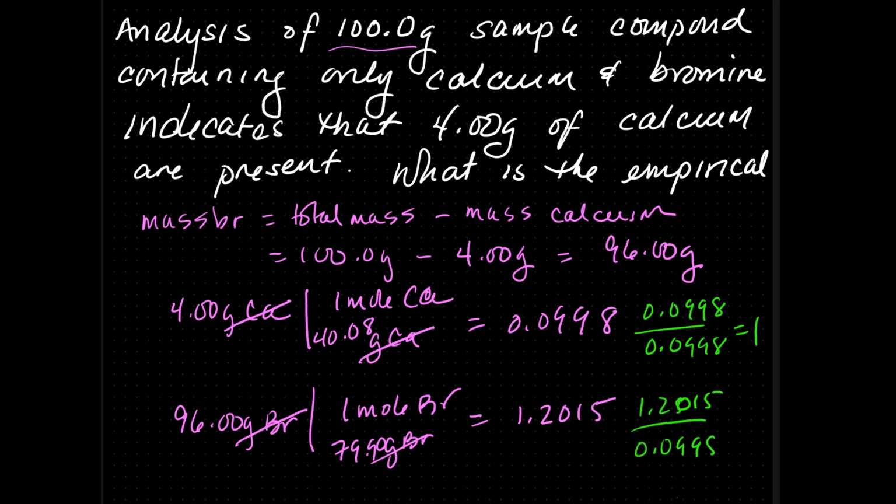This becomes 12.039. So again, we don't have to do the last line because 1 rounds to 1 and 12.039 rounds close to 12. This is approximately 12. The formula is calcium. There's 1 of them, and there are 12 bromines. Just like the previous problem and this problem, for empirical and molecular formulas, we never use diatomics. We only use elements.